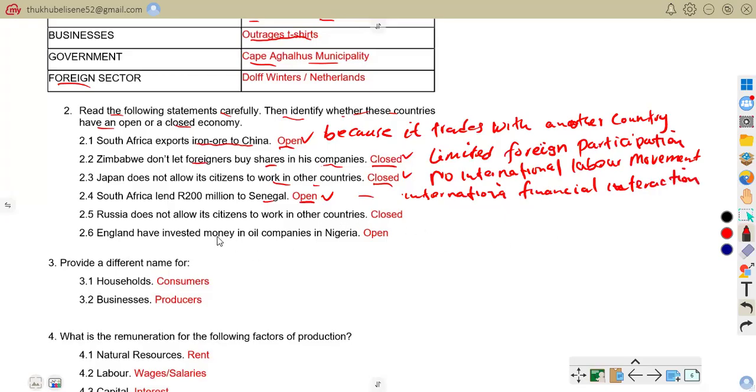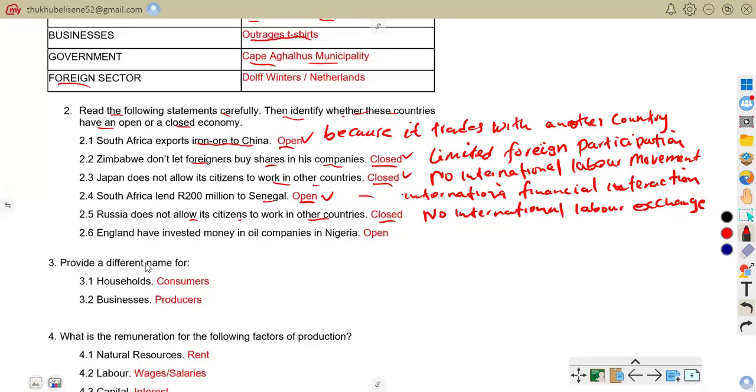Russia does not allow citizens to work in other countries. So that is a closed economy as well. Russia doesn't allow citizens abroad. It's closed. No international labor exchange.